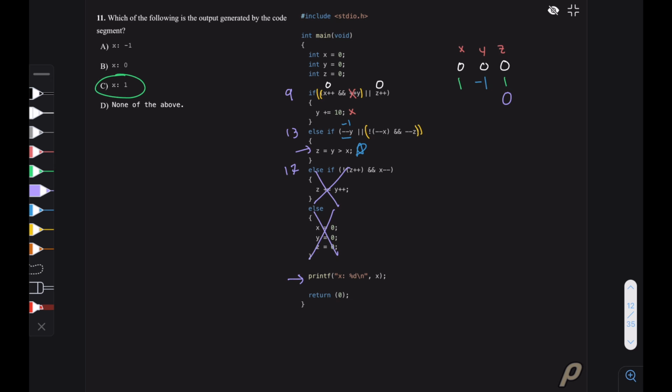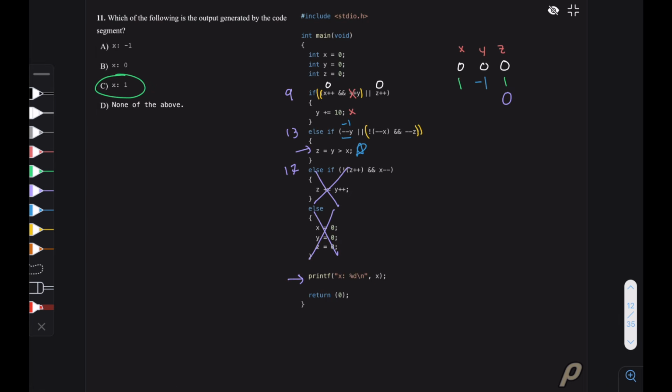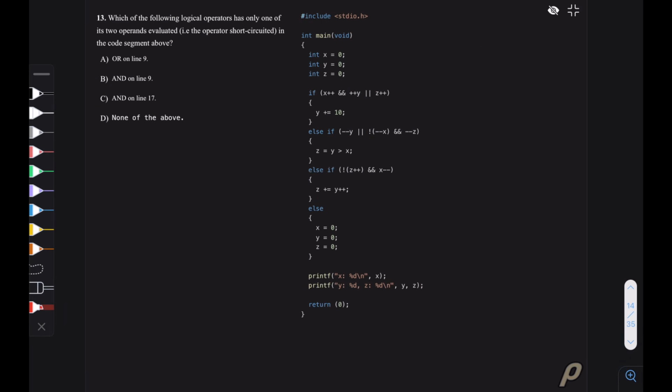So this question here is asking us, is it the or on line 9, is it the and on line 9, or is it the and on line 17? So the or on line 9 is here, the and is here, and then the other and is here. So if you see this x, I wrote this to help myself because I had a feeling there would be a question like this in the future. We see this x, I set it short-circuited, right, because this is a 0, so this will never execute. So that means this and is the one that short-circuits. So the and on line 9. So that means B is going to be our correct answer for this one.